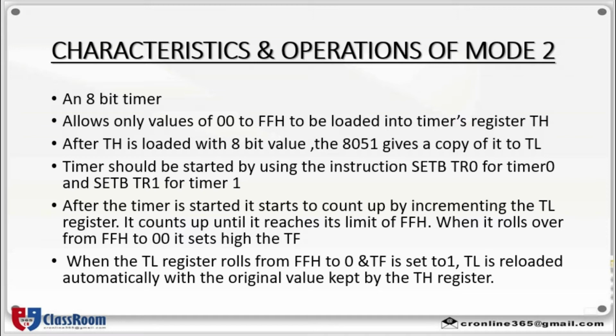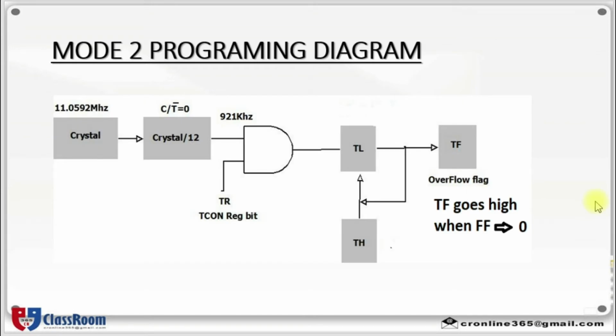This is the diagram showing Mode 2 programming. As you all know, the crystal oscillator frequency of the 8051 microcontroller is a standard one and it is kept as 11.0592 MHz. This crystal oscillator frequency divided by 12 will give you the timer frequency as 921 kHz. TMOD is used for setting counter or timer operation. In TMOD, if the bit C/T is kept as 0, it will act as a timer.